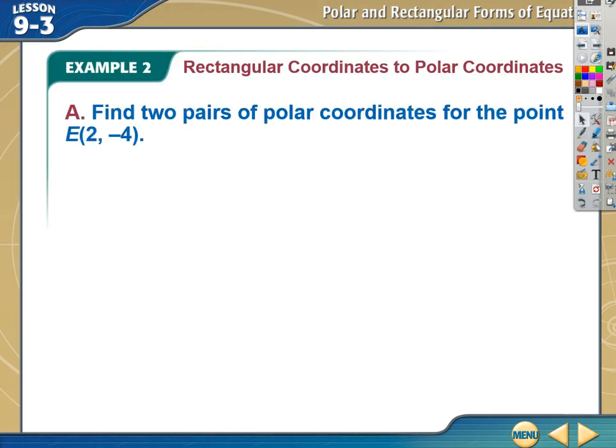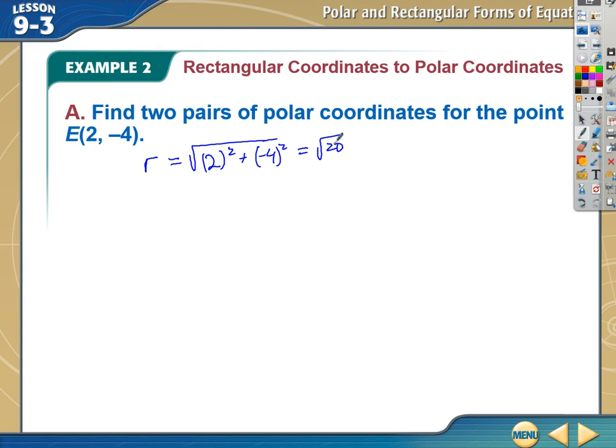Let's see what this has got for us. This first one says find 2 pairs of polar coordinates for this point: 2, -4. So I go through the same business. I want to find r, the radius, which is equal to the square root of 2 squared plus -4 squared, which is equal to the square root of 20. Again, you can simplify it. I'm not going to make you do it. So this is my radius.